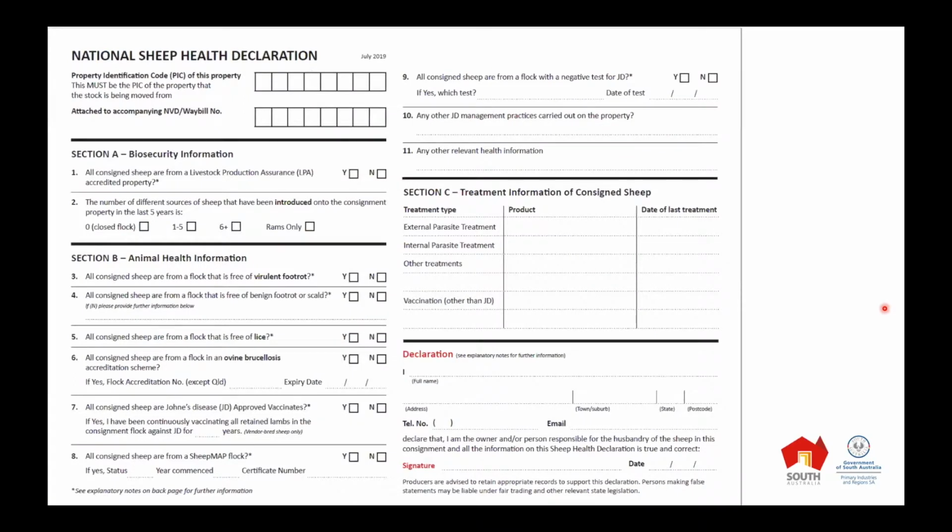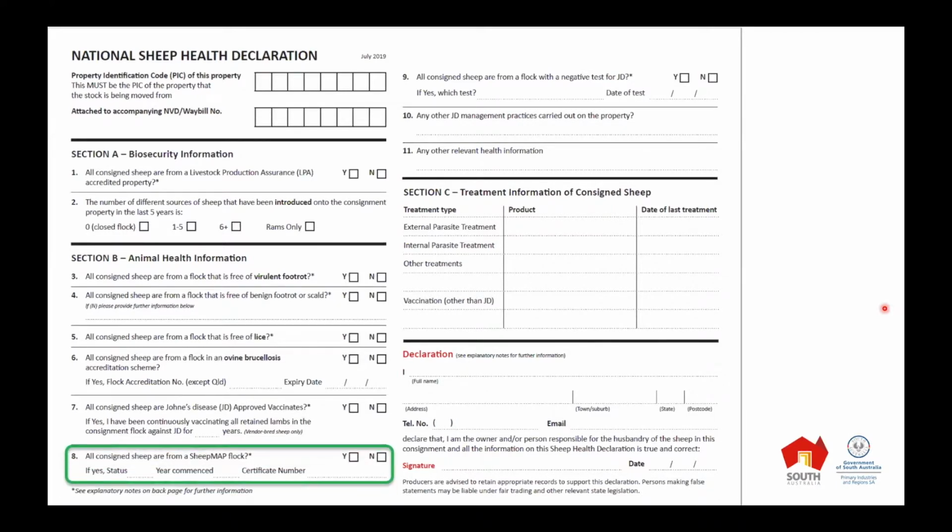Just want to talk a bit about the National Sheep Health Declaration. This is the new version, which has only been released July this year. In relation to lice and the testing that I'm talking about, there's a couple of questions which you want to interrogate when you are looking at these forms when sourcing sheep.